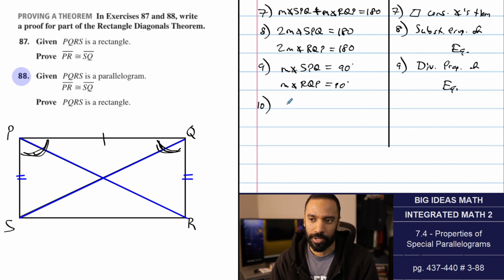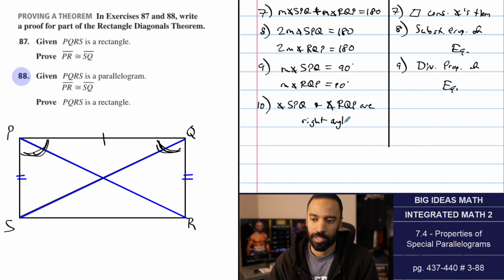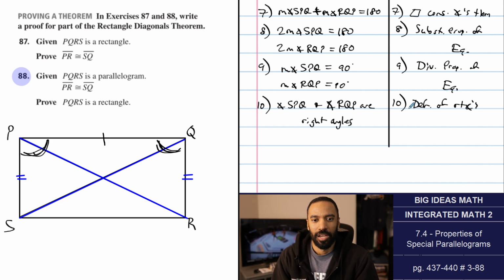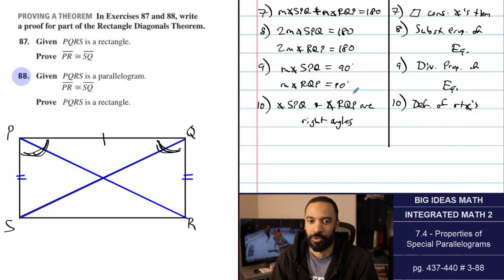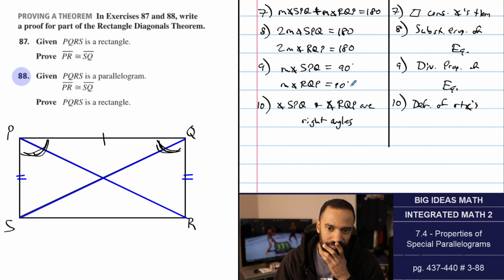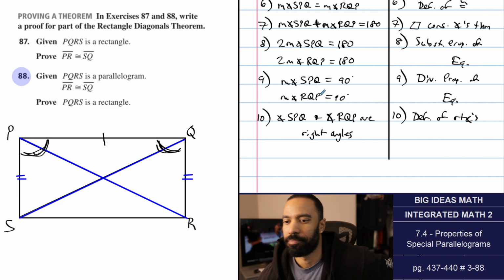They're right angles by definition of right angles. See, this is the thing I wanted to save doing, all these steps. Angle SPQ and angle RQP are right angles by definition. Sorry, definition of right angles. Can I just go straight to all the other ones? Okay, so there's all that.